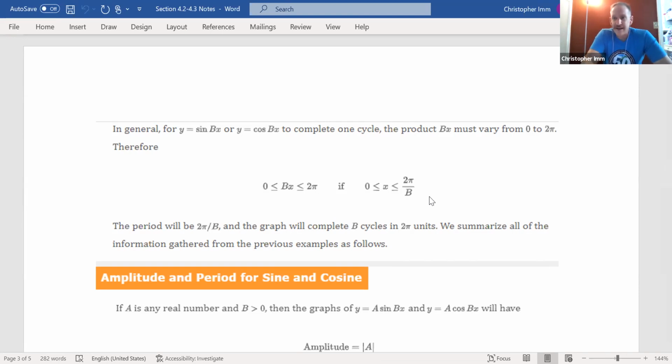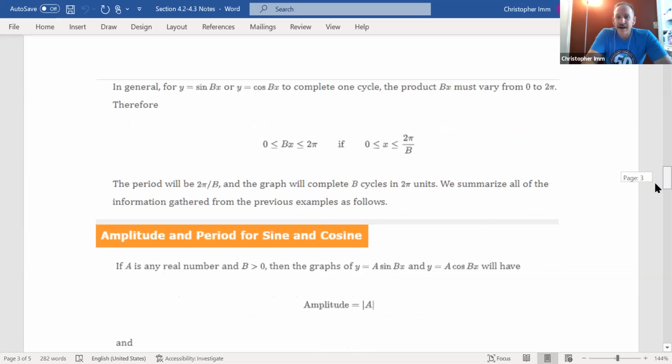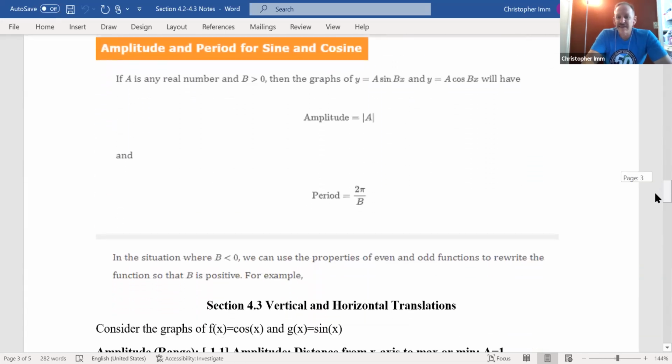And you can see by that calculation, if b is between 0 and 1, then the period is going to be more than 2 pi. If b is greater than 1, it's going to be less than 2 pi. Again, periods, like amplitudes, are always positive. So if our b is negative, we just assume that it's the absolute value. Okay, and so the things that we've learned so far: if we have an outside multiplier like a times sine of bx, then the absolute value of a is the amplitude, and 2 pi over b is going to be the period there.